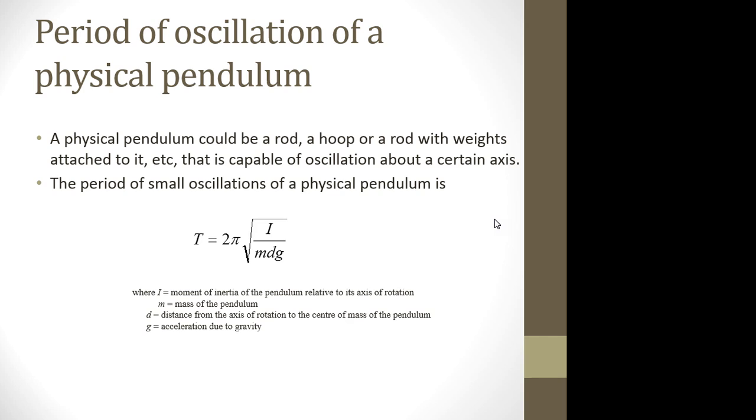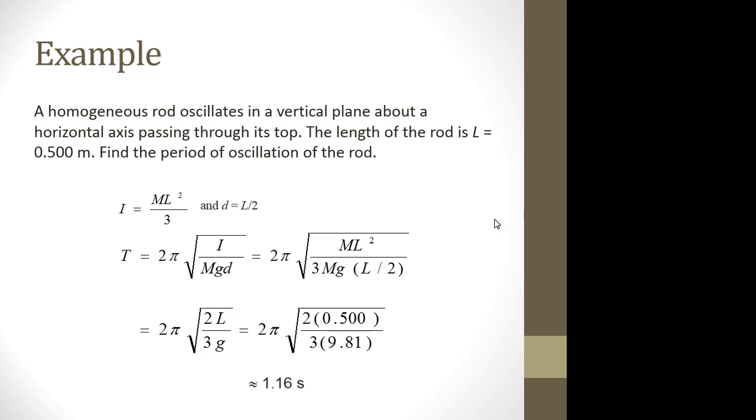Right, so the period of oscillation of a physical pendulum. A physical pendulum can be a rod, a hoop, or a rod with weights attached to it, capable of oscillation about an axis. The period of oscillation of a physical pendulum is given by T equals 2 pi square root of I over m d g. That's something for you to recall and remember. Let's look at this now.